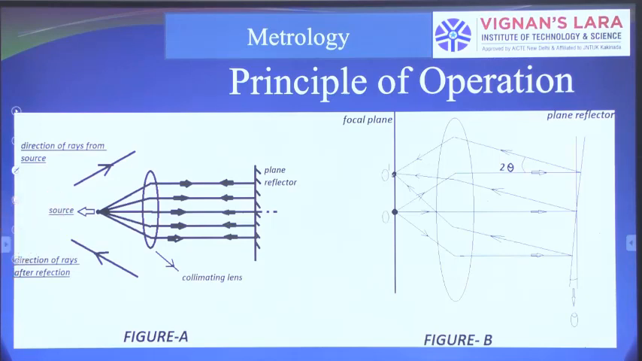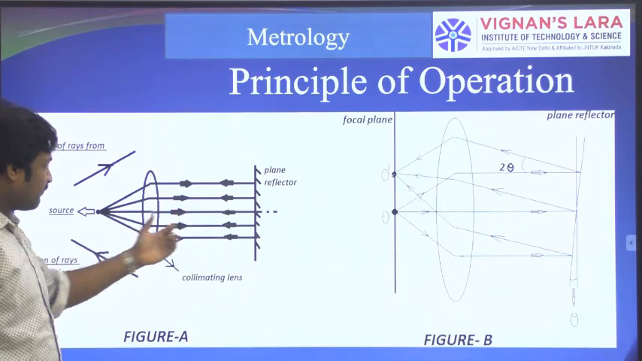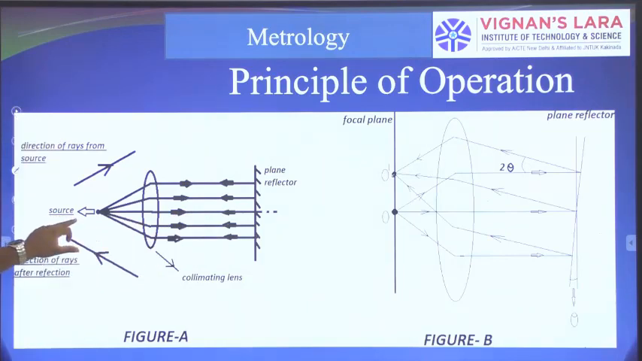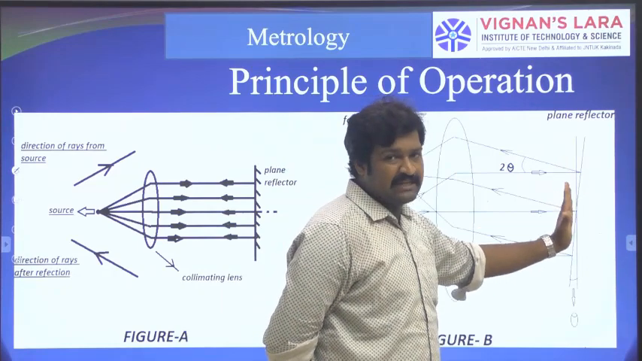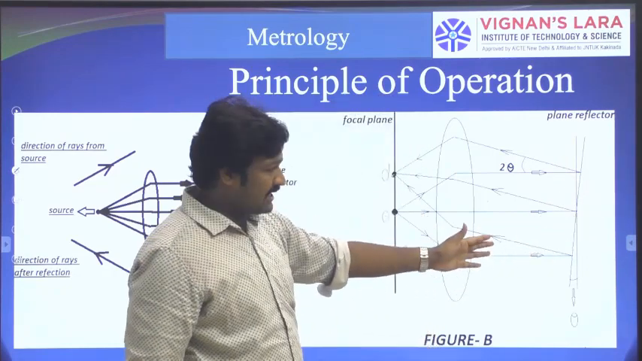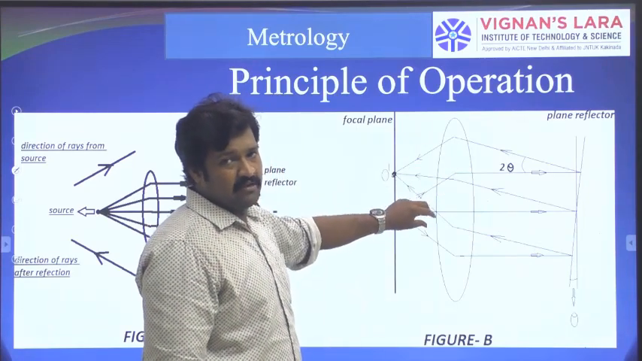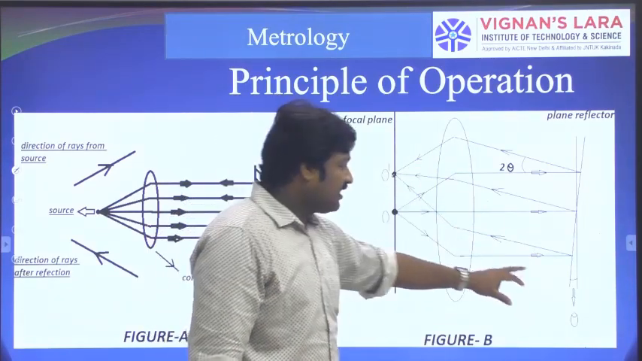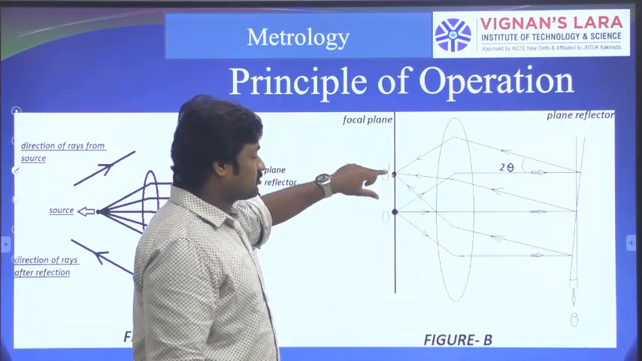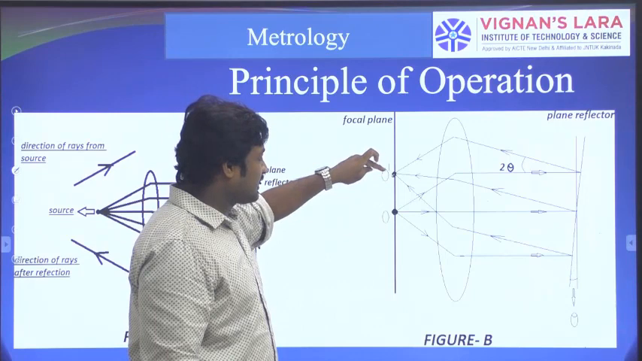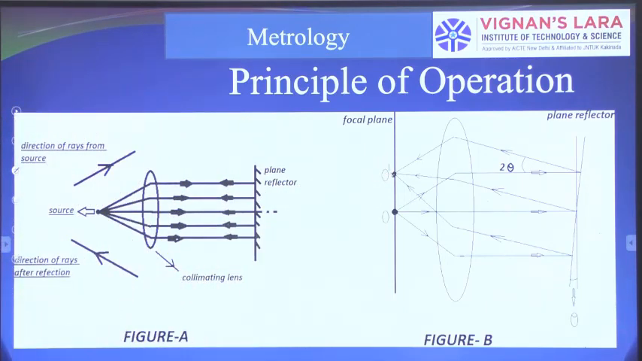So these are the two types of reflections. By means of a parallel reflector, the rays are reflecting back and projecting on the same light source. Here the reflecting plane is making some inclination so that the reflected rays make 2 theta, twice the angle of our reflection plane, and they converge and project at a point O dash.